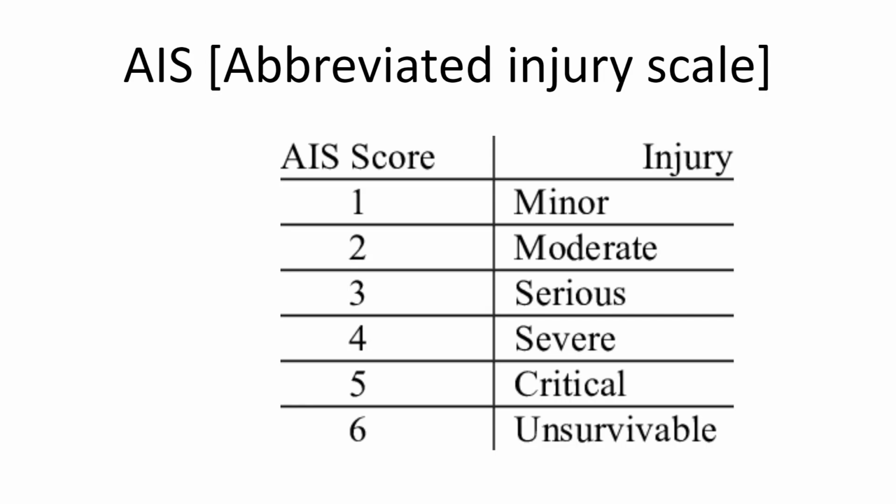Like if the score is a 6, then it's unsurvivable. If it is a 1, it's minor. Of course, no score, 0, is normal. So in between, you can predict the prognosis.